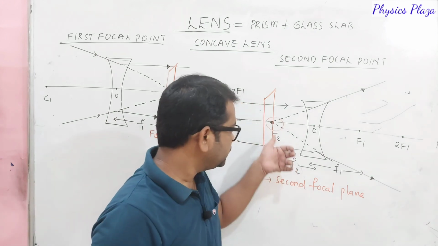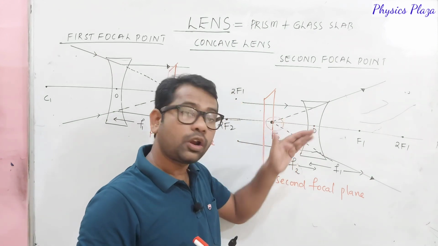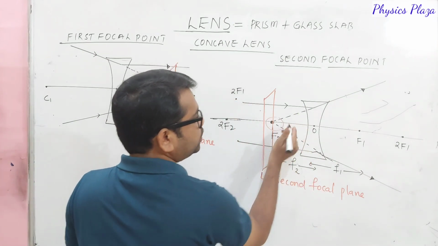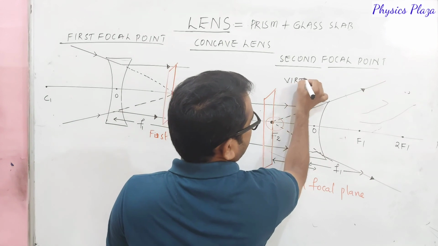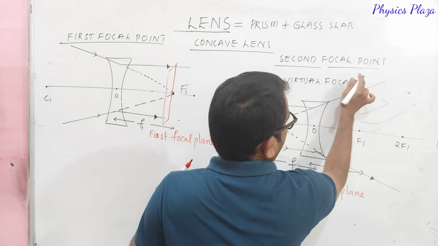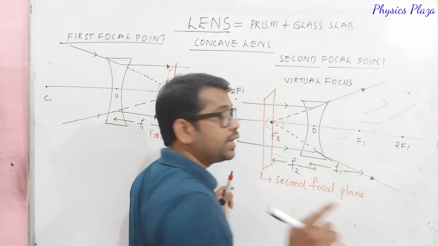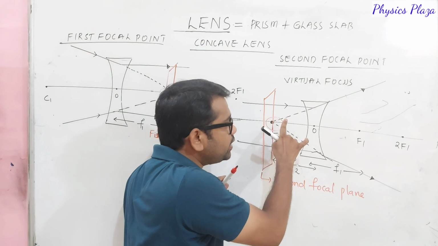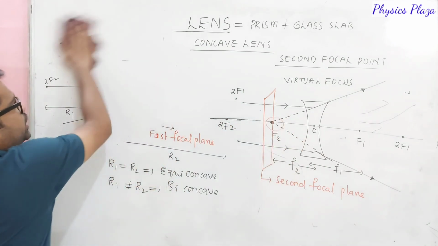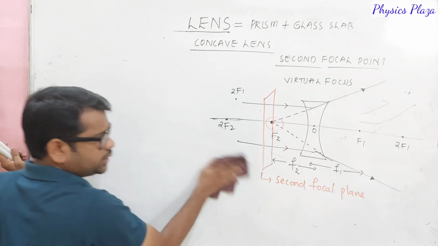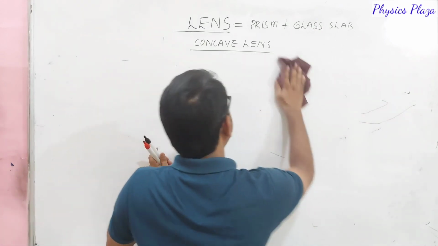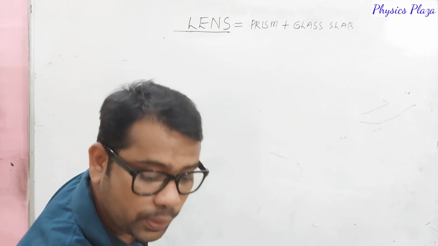And one more very important thing, dear children. This is the point where light rays are not actually meeting, they are appearing to meet. That's why this focus is called a virtual focus. So a convex lens has a real focus, whereas a concave lens has a virtual focus. Now children, one more very important thing is that we do not always expect the light rays to come parallel to the principal axis only. It may not be a parallel incidence; sometimes it might be an oblique incidence also.